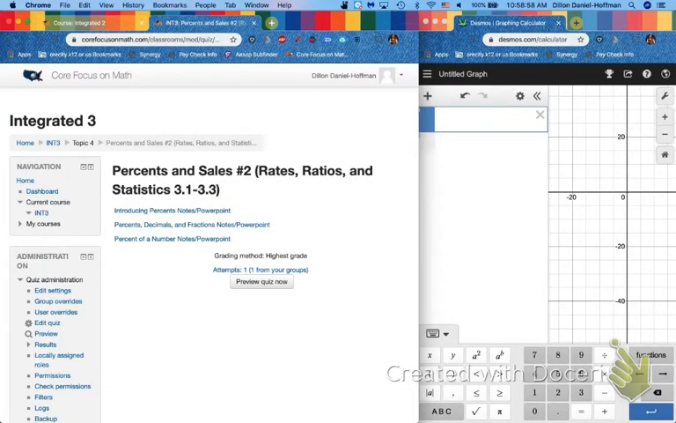Percents and sales number 2. We got done with percents and sales number 1 last time. As I told you, these last few units of the entire time you will have math class with me. So sad. They will be focusing on real life, sort of applicable problems that you're going to have when you go to buy things in the future. Let's get started.